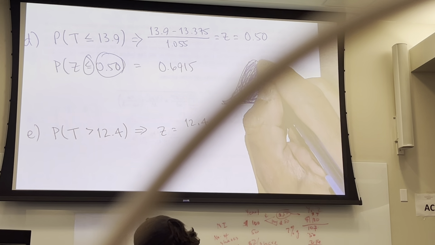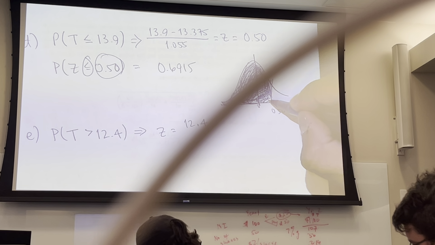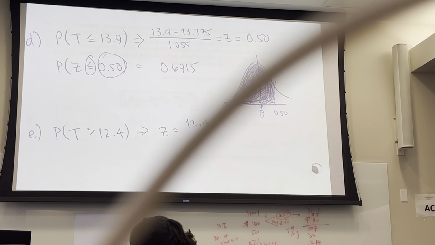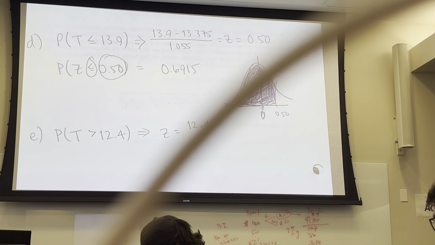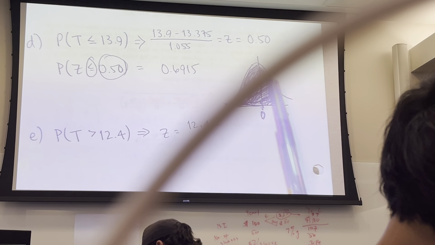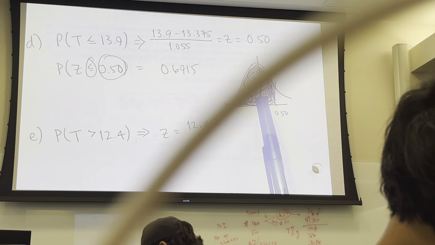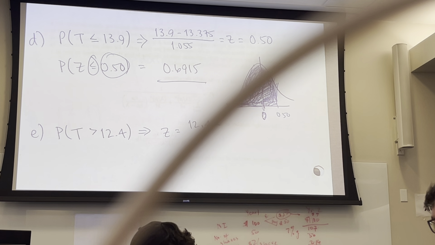You know that the normal distribution is symmetric. So I want to find the probability to the left of the z-score of 0.5. 0.5 is obviously more than 0. Is that probability more than a half or less than a half? Sorry, for part D, excuse me. Is this probability more than a half or less than a half? More than a half. That means whatever you look up has to be your answer.